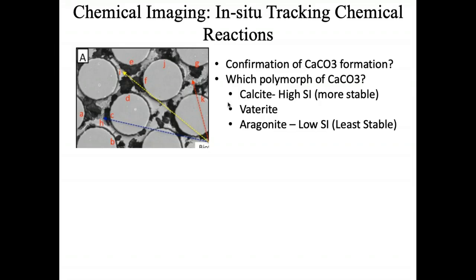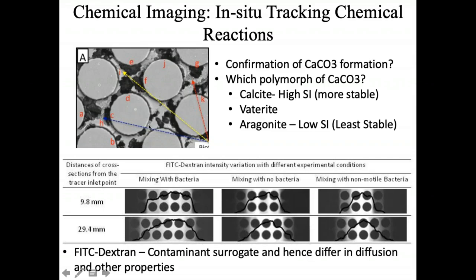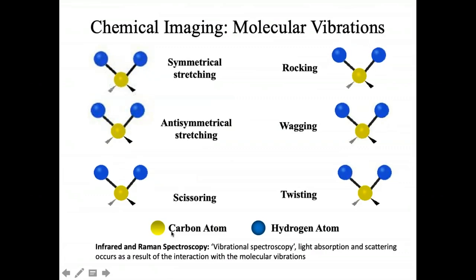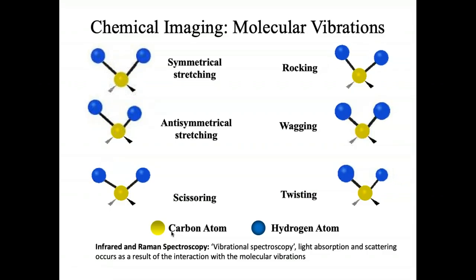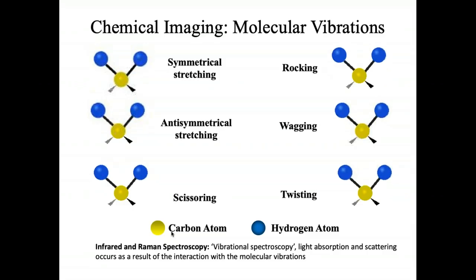These visual or optical images don't tell us what form of calcium carbonate we're forming here. Similarly, in the second example I showed, I'm using this dextran dye, which is a surrogate, a simulation of our real contaminant. And the real contaminant is not going to behave the way this dye behaves, and that's why some of the predictions we make might not be useful. So what would be interesting is if we can know the chemistry of this calcium carbonate formation or this dye, so that we can use a real contaminant. That's where chemical imaging comes into the picture, which is basically Raman or IR spectroscopy that you can do.